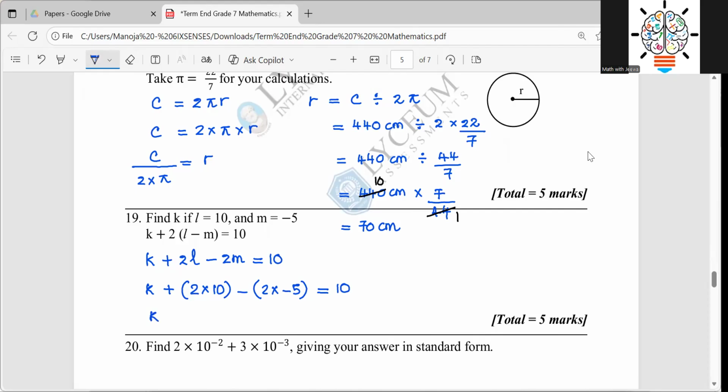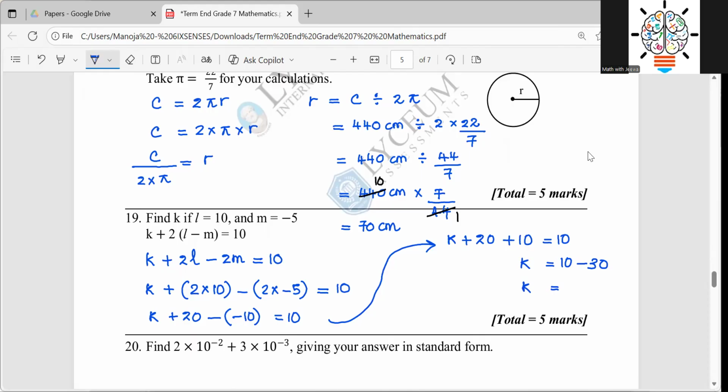Then I write K plus 20 subtract 2 times negative 5, it is negative 10 equal to 10. Then as I don't have enough space, I bring it here. Then K plus 20 plus 10 equal to 10. Why is that? This negative becomes positive. 20 plus 10, it is 30, no children? So then here we write 10 minus 30. So then the K is equal to negative 20.